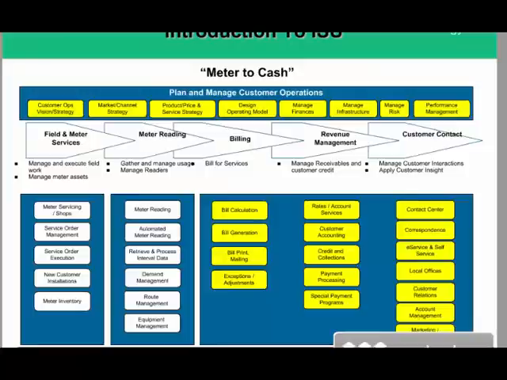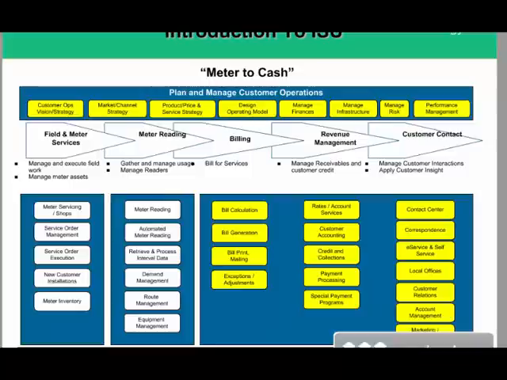This is the meter to cash process that is being covered in SAP ISU. Let's start with the field and meter services. There are meter servicing, service order management, service order execution, new customer installation, and meter inventory. Then there is meter reading management: meter reading, automatic meter reading, retrieve and process interval data, demand management, route management, and equipment management.